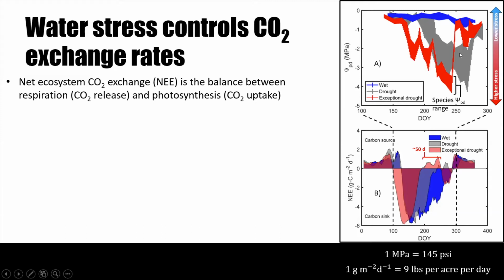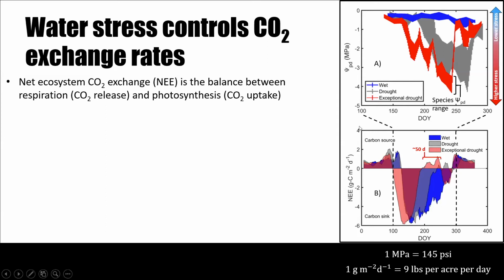And in this representation, these are areas. And so at any given time slice, the vertical distance that you see on that area represents the range of observed pre-dawn water potentials across all the species. So the difference between the maximum and minimum observed values on that day.